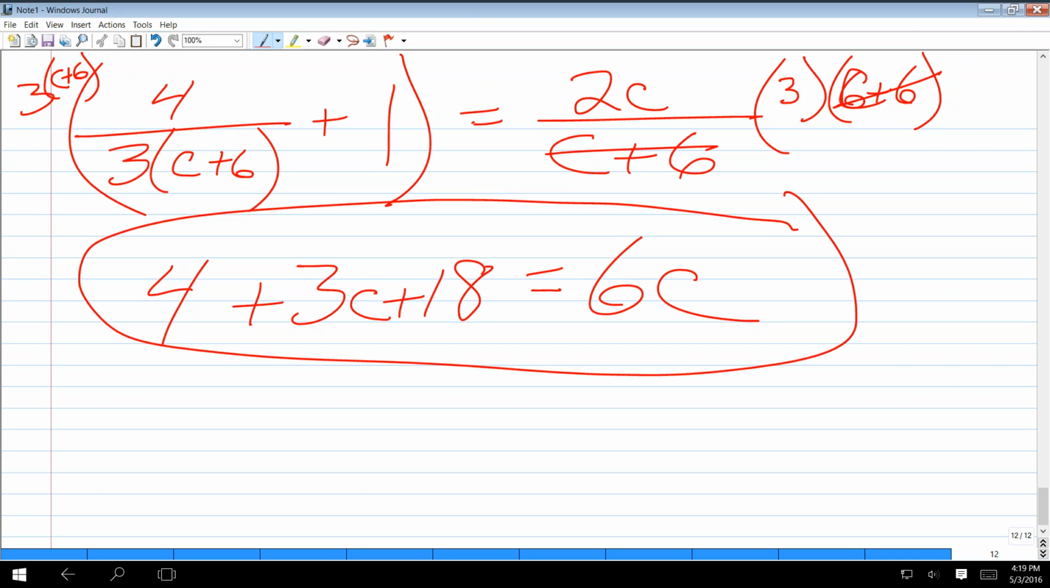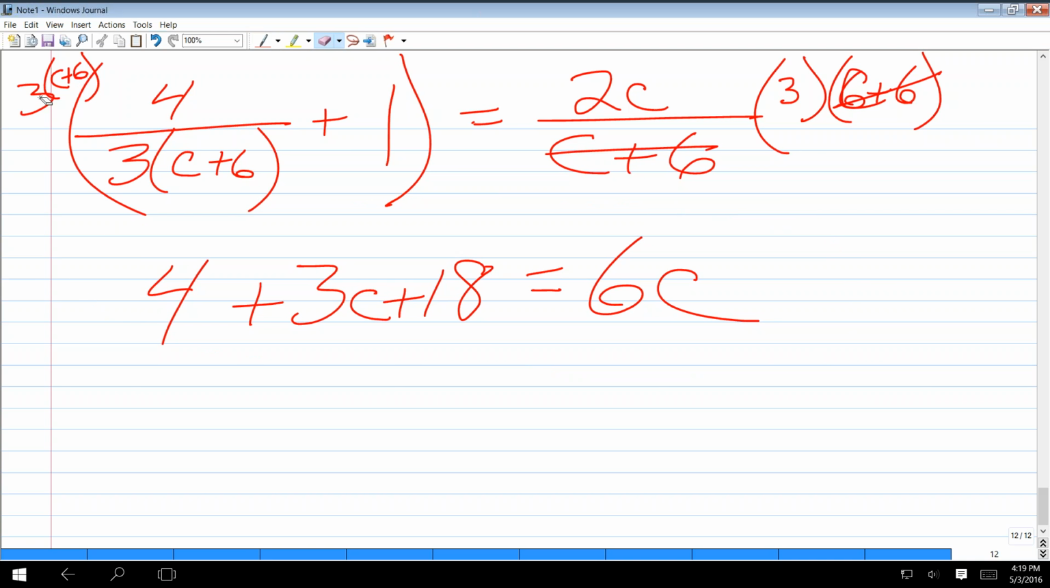Now, what you have to be careful with is when you use this technique, you have to make sure that whatever you multiply both sides of the equation by, that you multiply all terms. In other words, a lot of people might forget to multiply that by the 1, but you have to do it because I'm multiplying the entire left side of the equation by this and the entire right side by that.